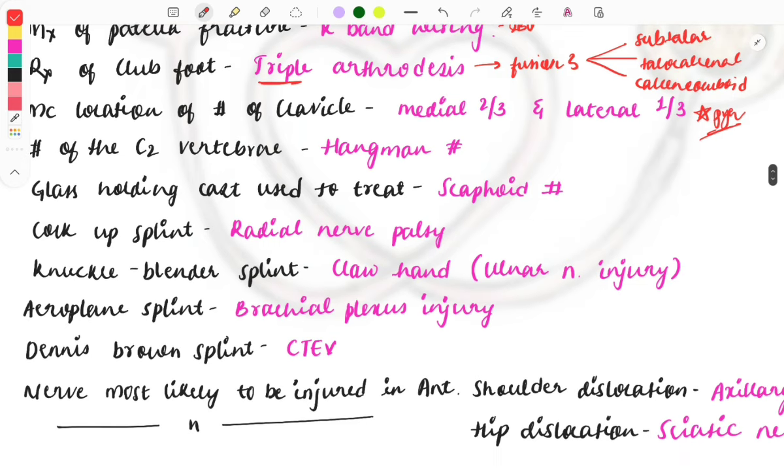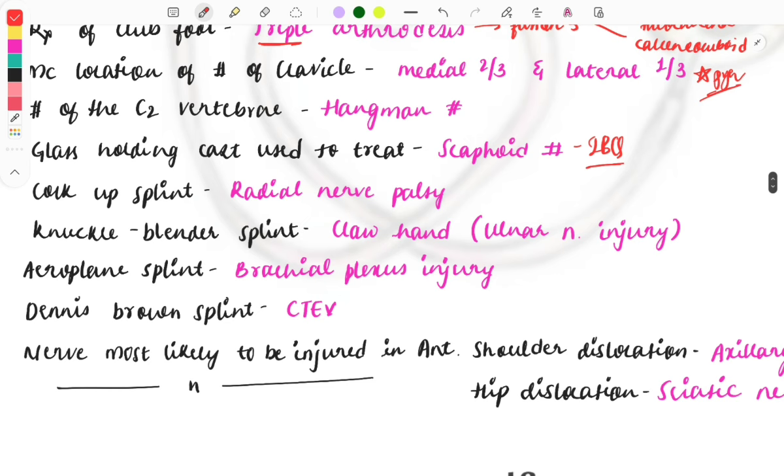Then glass holding cast is used to treat the scaphoid fracture. Image based question can be asked. So they can give the image of this glass holding cast and they can ask it is used to treat which of the following fracture. Okay, so just an image also can be given and asking identify the cast.